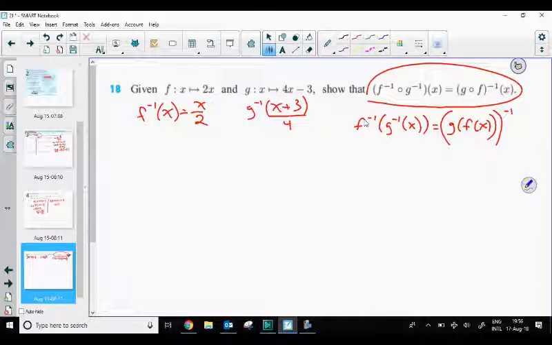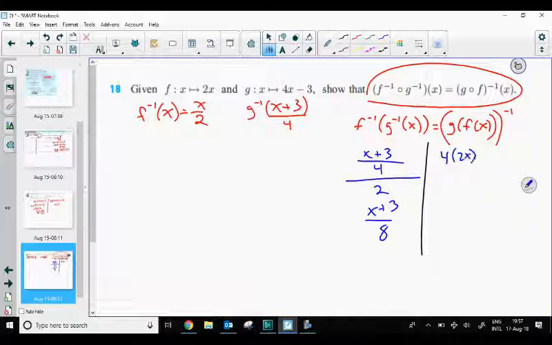So what is f inverse of g inverse of x? That's going to be (x plus 3 over 4) all over 2, or (x plus 3) over 8. And on the right, we're going to do g of f first of all. So g of f is going to be 4 times (2x minus 3). I'm going to need to invert that in a second. Let's just simplify that. That'll be 8x minus 12.